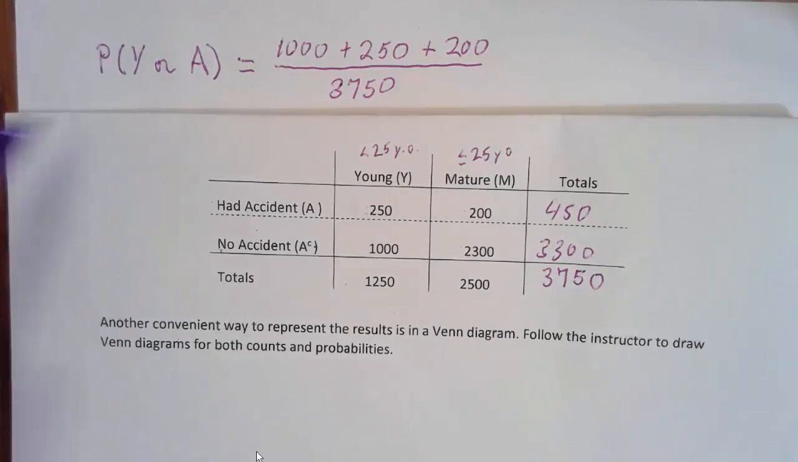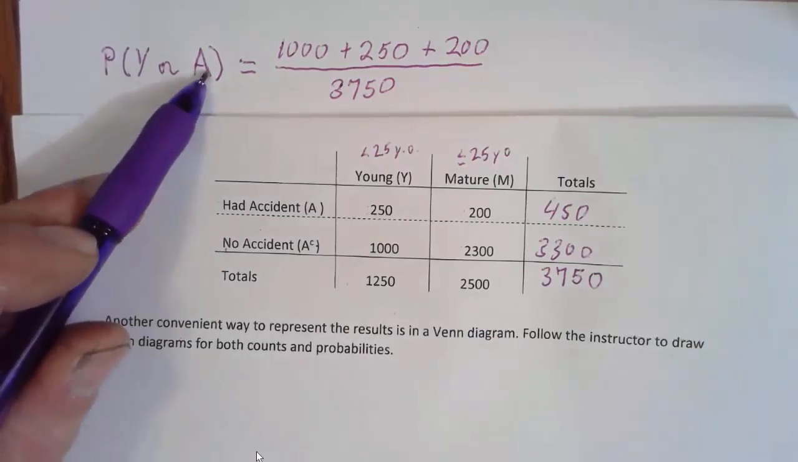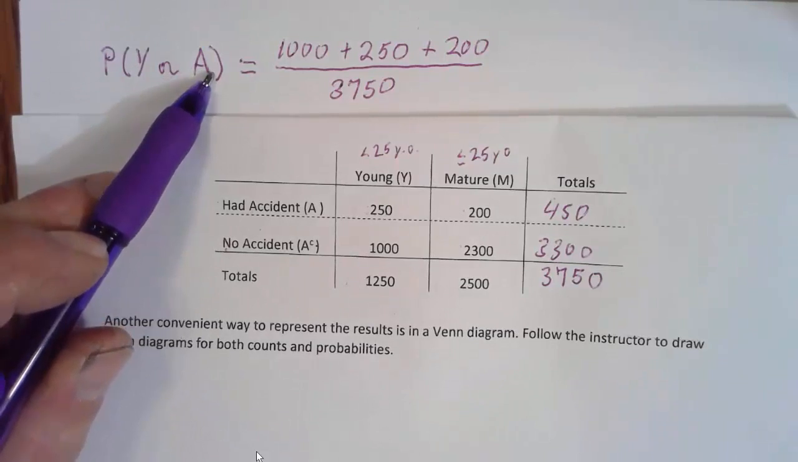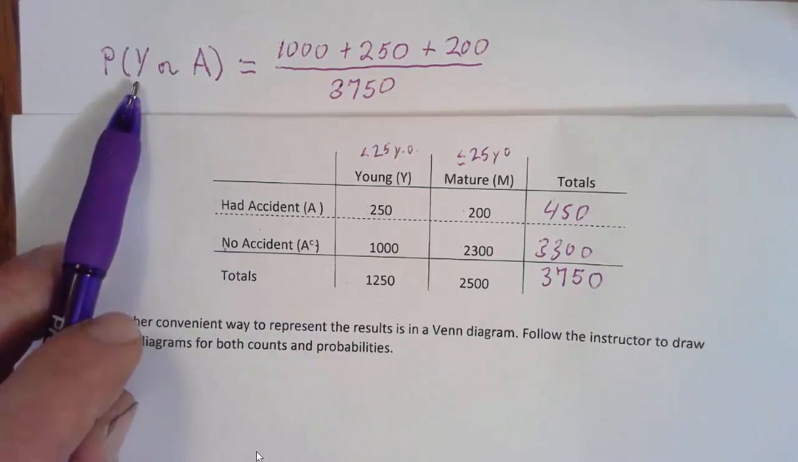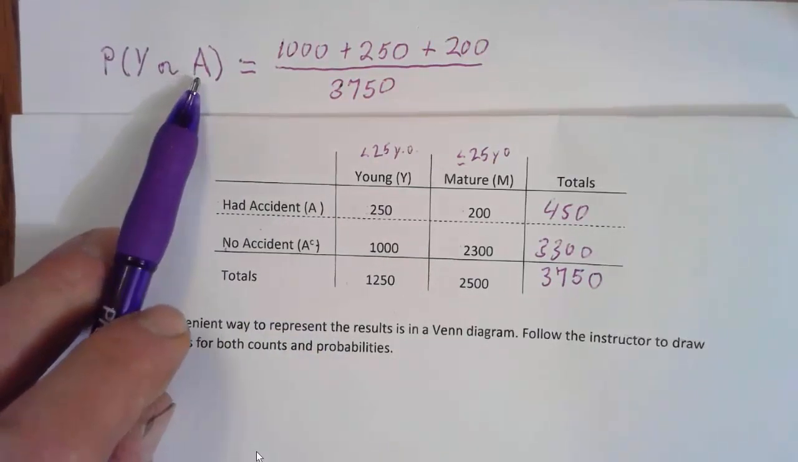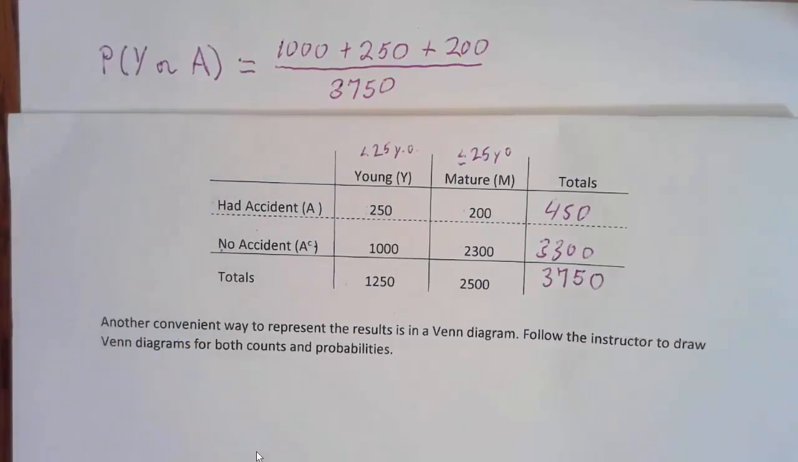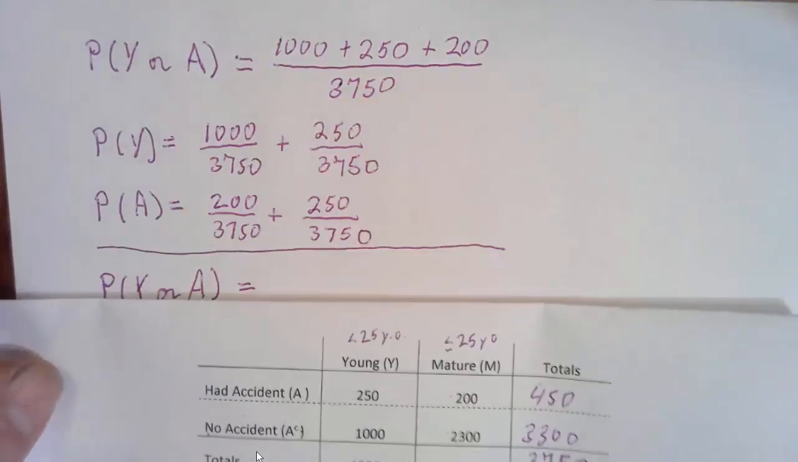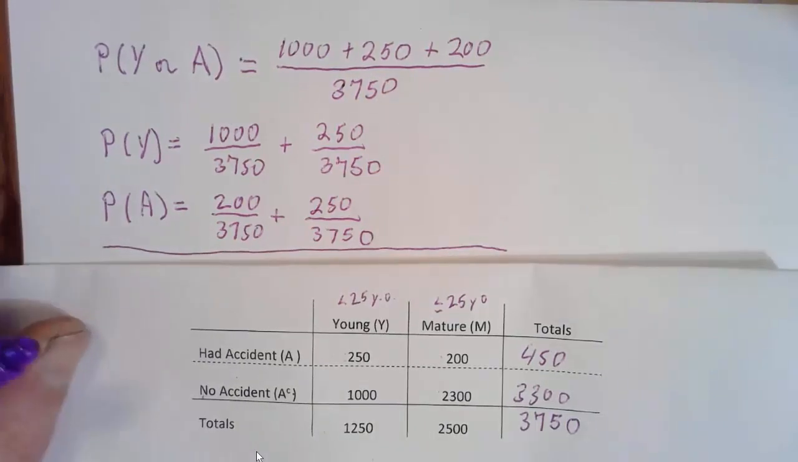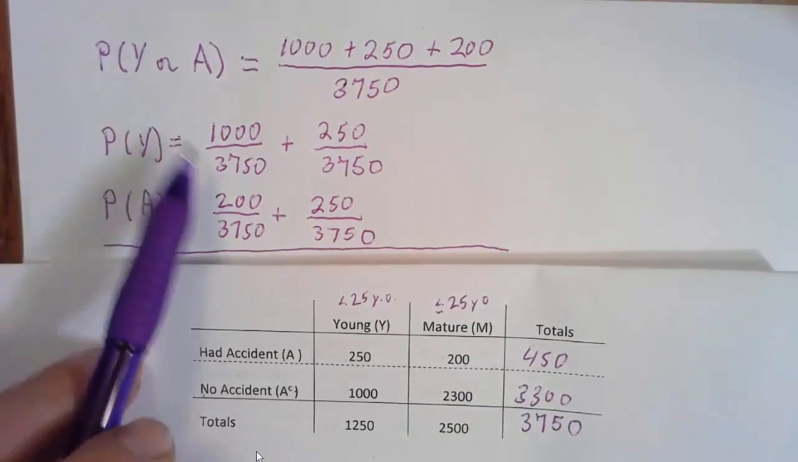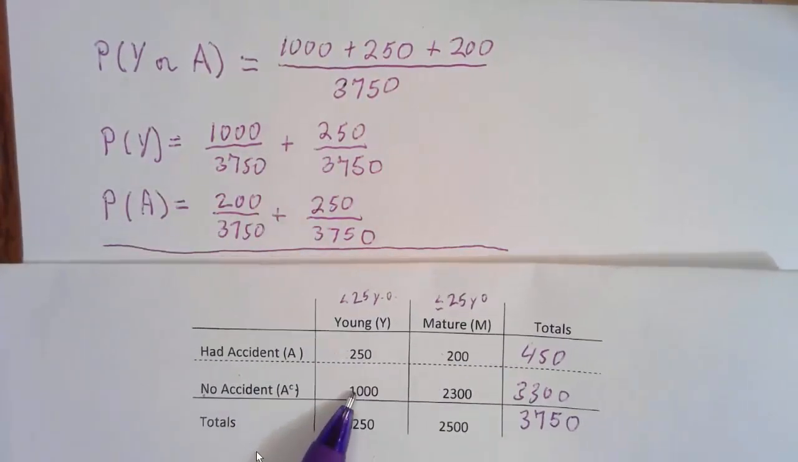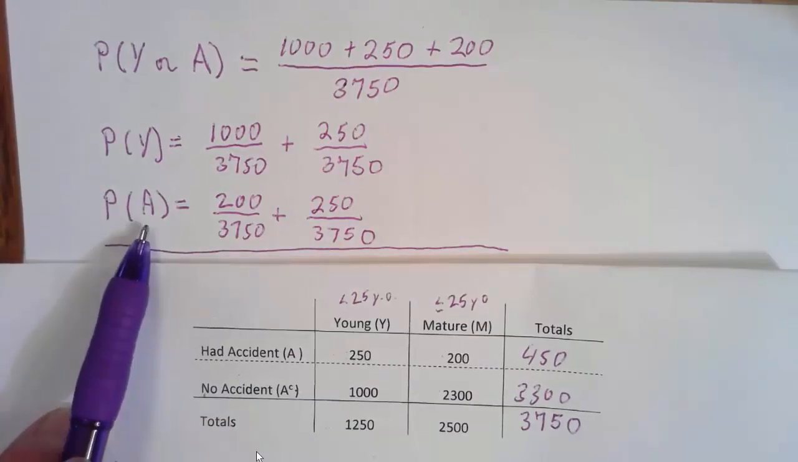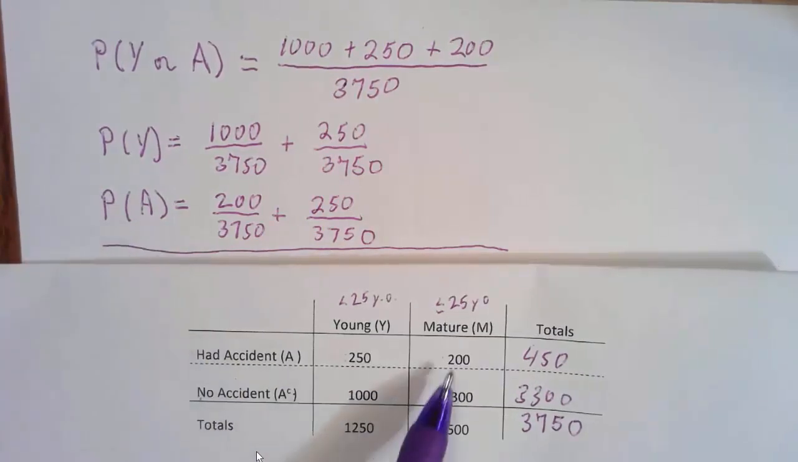Now we can get this, the probability of young or accident, from the marginal distributions as well. What would be nice is if we could simply add the probability of young plus the probability of accident to get the probability of young or accident. But it doesn't quite work. The probability of young comes from the counts of 1,000 and 250. This is young. And the probability of accident comes from the counts 200 and 250.